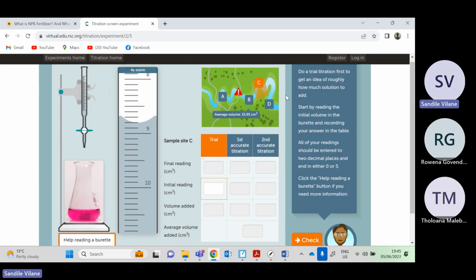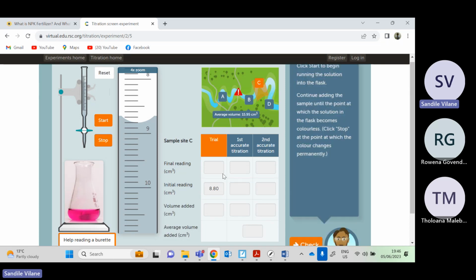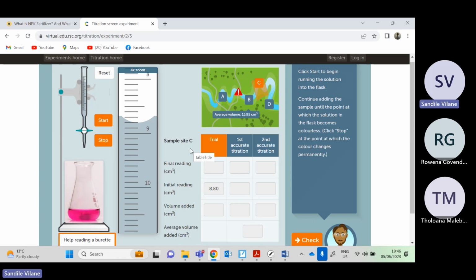Do a trial first to get an idea of roughly how much solution is needed. Start by reading the initial volume. Okay, let's just read the initial volume one more time. 8.80 here. And then next, we do the titration, running into that. So let us start one more time.